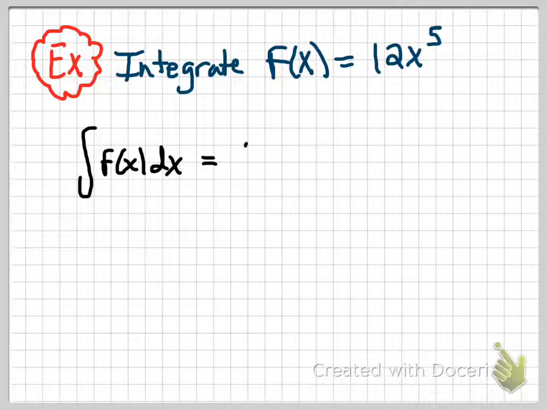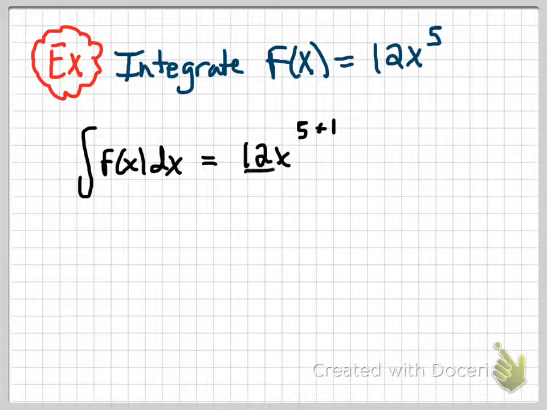So here's the strategy. I'm going to rewrite 12x to the 5th. Remember how power rule works? You subtract one from the power. Reverse that concept. Reverse it and add 1 to the power. So it's going to be 5 plus 1 to go back to the 6th power. But you got to do a little bit more than that.